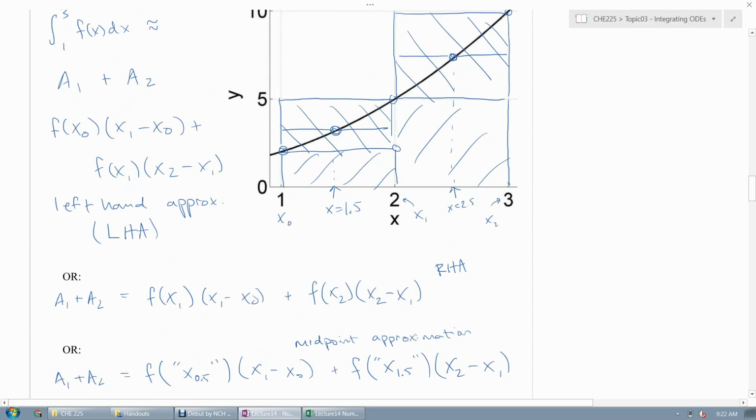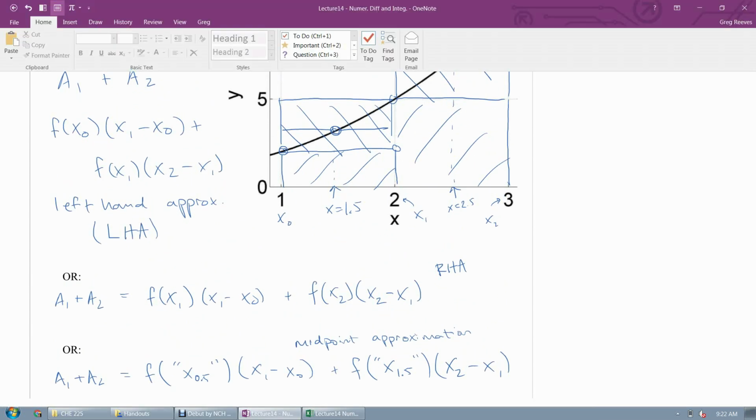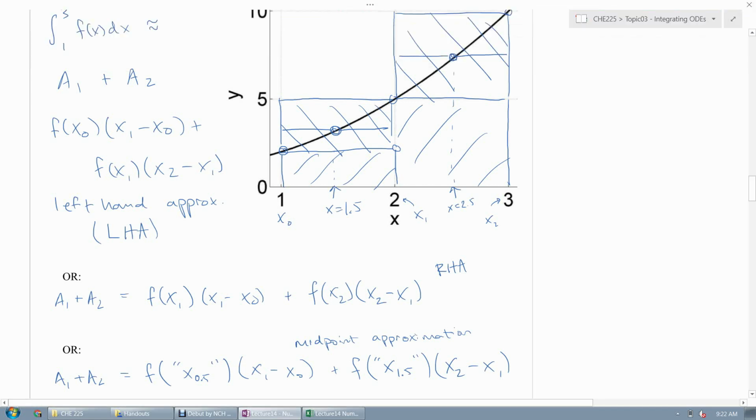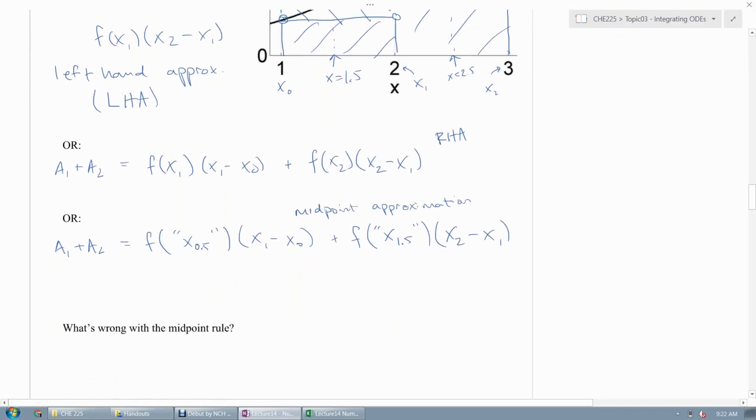And one thing that I should say is notice that in each one of these approximations, our interval, x1 minus x0, is the same every time, or x2 minus x1 for the second term, is the same every time. What's changing is what point we're evaluating our function at for each one of these terms. So for the left-hand approximation, it's the left-hand side of the interval. For the right-hand approximation, it's the right-hand side of the interval. And the midpoint approximation, it's the midpoint of the interval.